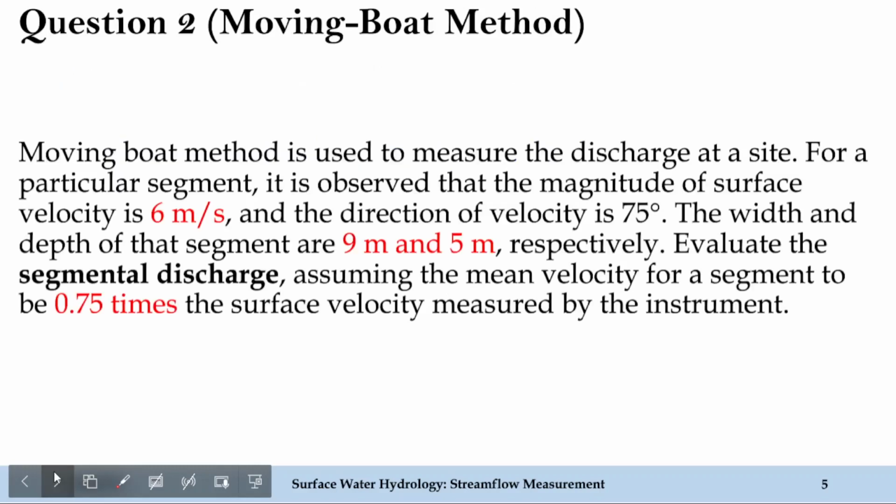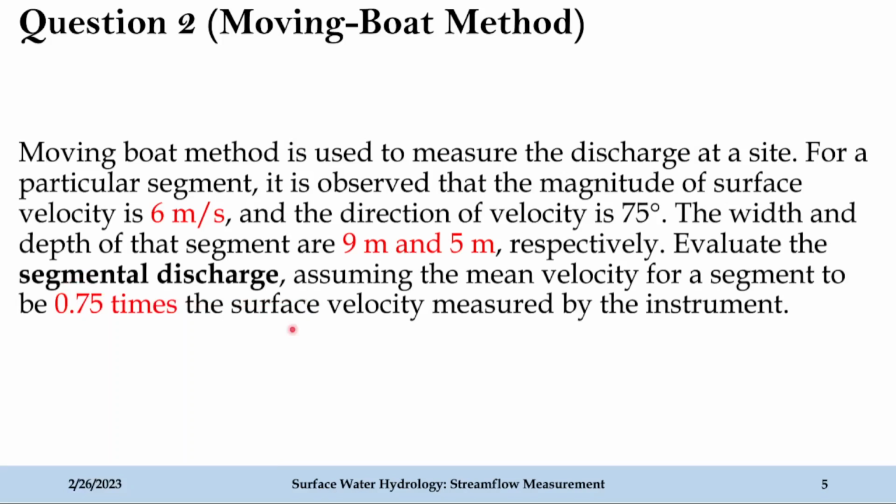Let's move ahead and solve another problem on the moving board method. That is problem 2 of today's session. Let me read the problem for you. The moving board method is used to measure the discharge at a site. For a particular segment, it is observed that the magnitude of surface velocity is 6 meter per second and the direction of velocity is 75 degrees. The width and the depth of that segment are 9 meter and 5 meter respectively. Evaluate the segmental discharge assuming the mean velocity for a segment to be 0.75 times the surface velocity measured by the instrument.